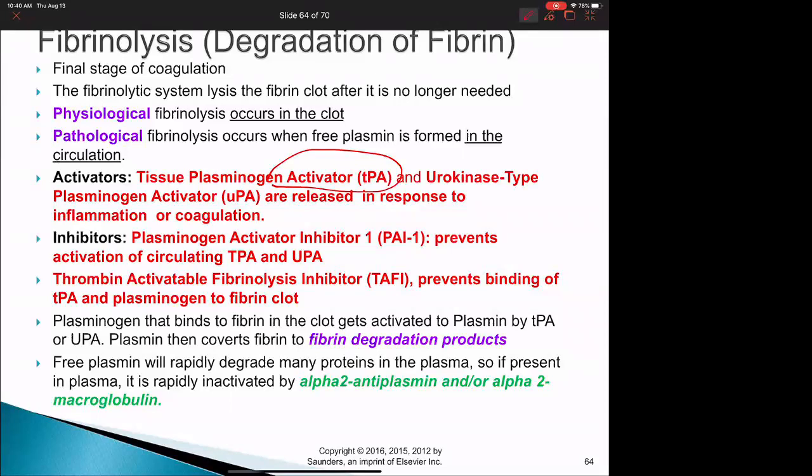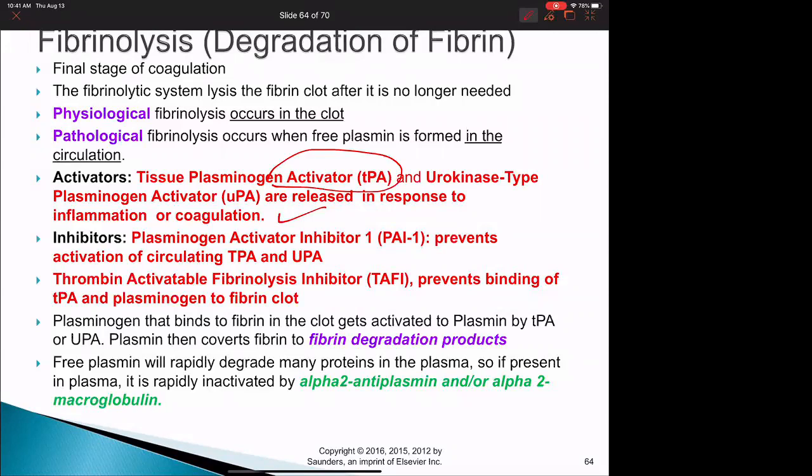okay? The other activator is urokinase type plasminogen activator, or UPA. Both of these are released in response to inflammation or coagulation. All right, so I want you to keep this in mind. This can be released in response to inflammation or coagulation. So that means when we coagulate, the body knows it needs to break down the clot, so it's going to release these activators.